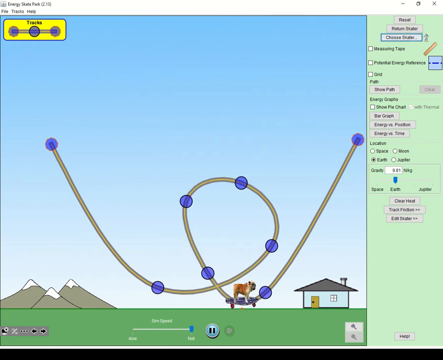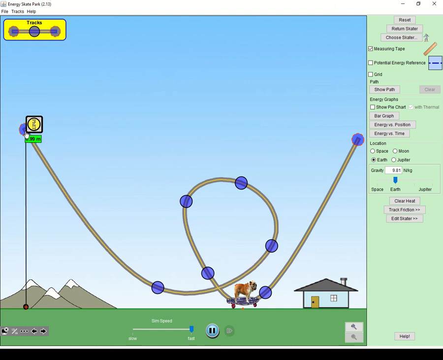In the question it says, what will happen if a 20-kilogram bulldog starts from a height of 7 meters? So we're going to start from a height of 7 meters. There we go. Close enough. So he starts from a height of 7 meters.